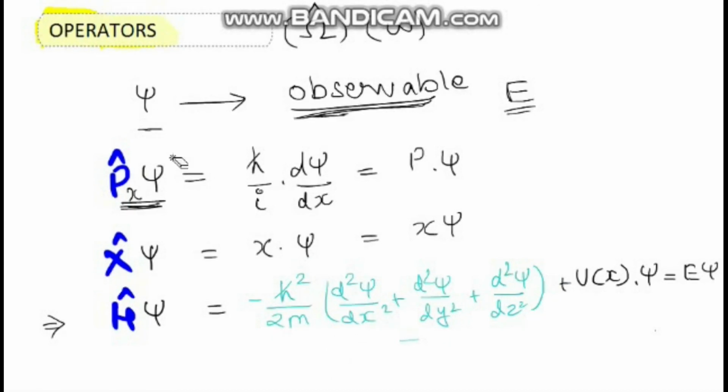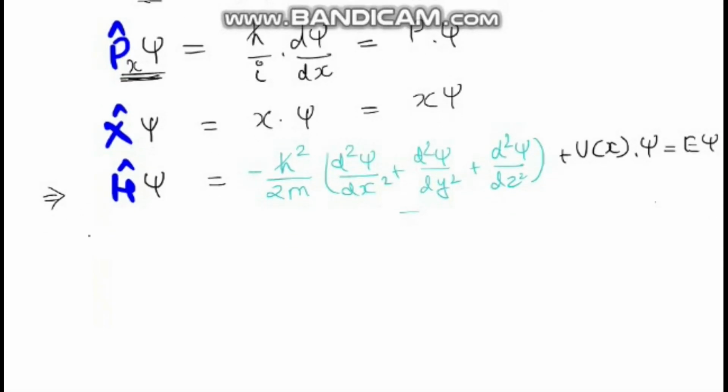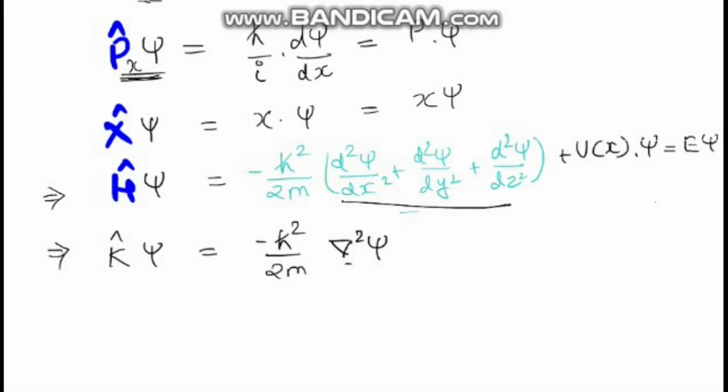There is more. For kinetic energy, let's say k cap psi, you need to multiply by h cross square by 2m, and then all this you can summarize in the Laplacian operator, delta square psi. This and this right here mean the same. So here you will get the value of kinetic energy and psi again. And lastly, potential energy.